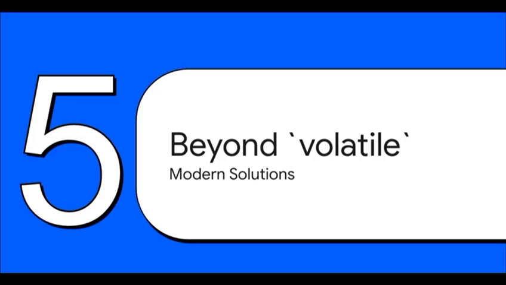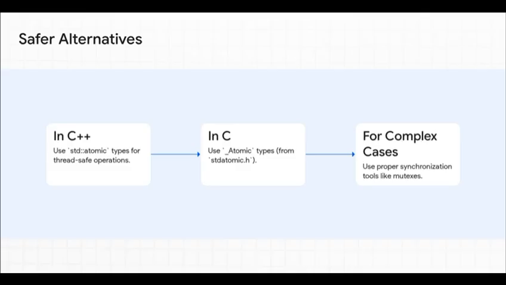So if volatile is the wrong tool for synchronizing threads, then what's the right one? Well, fortunately, modern C and C++ have given us much better, much safer, and way more explicit tools for this exact job. In C++, the answer is std::atomic types. In C, it's _Atomic. These things are designed from the ground up for concurrency. They give you the guarantees about atomicity and memory ordering that volatile never could. And for more complex stuff, you should be using proper tools like mutexes.